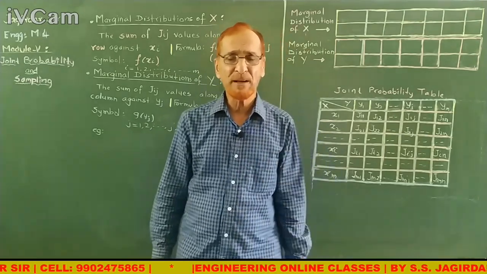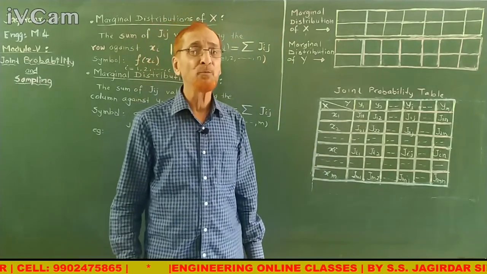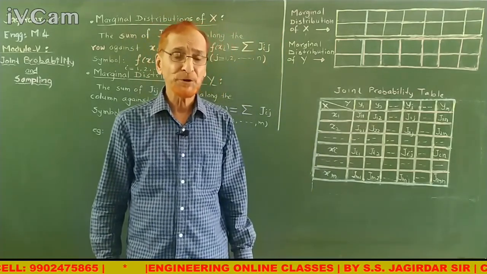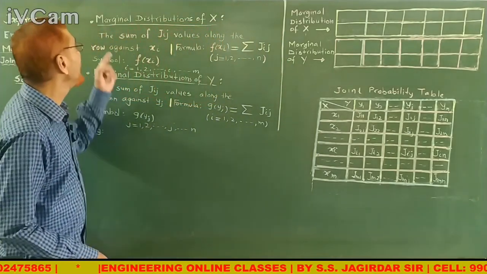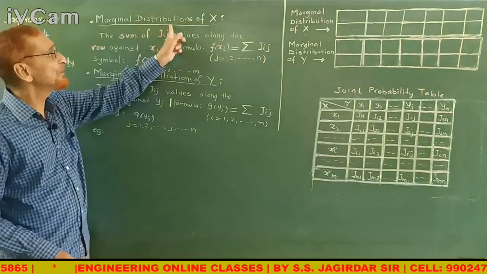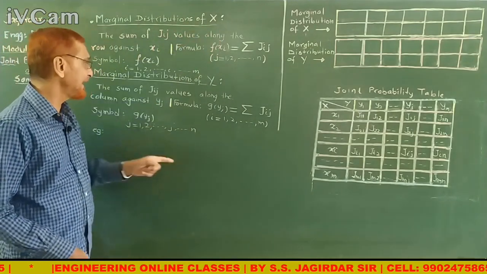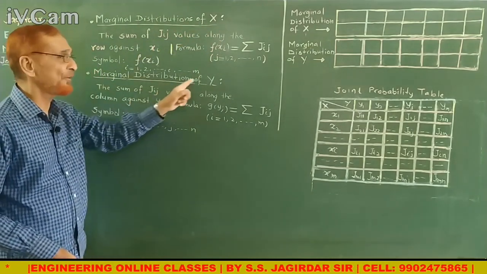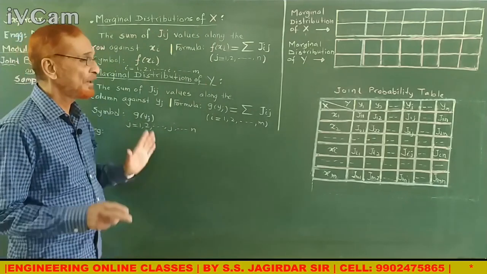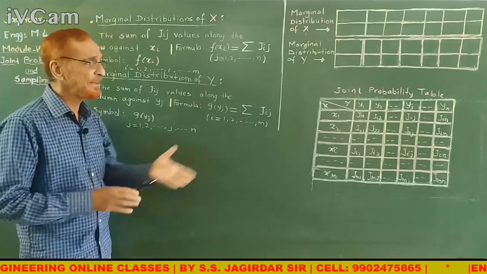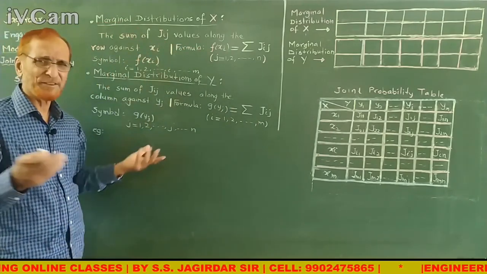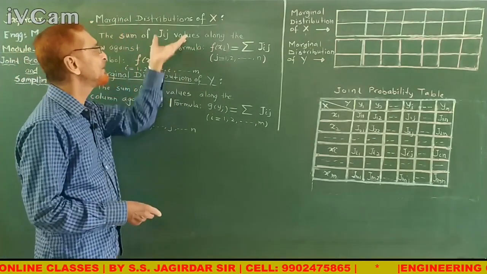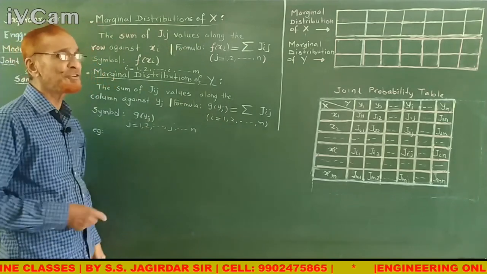Now, today we are going to deal with two more probability distributions. One is the marginal distribution of x and another is the marginal distribution of y. What does it mean? It is very simple. You see, in this table, it is not a definition, it is an explanation of the topic, what is marginal distribution.